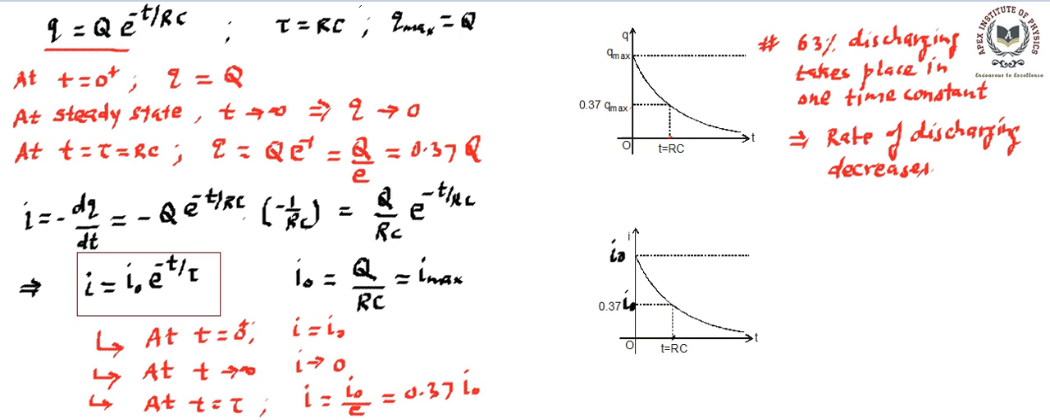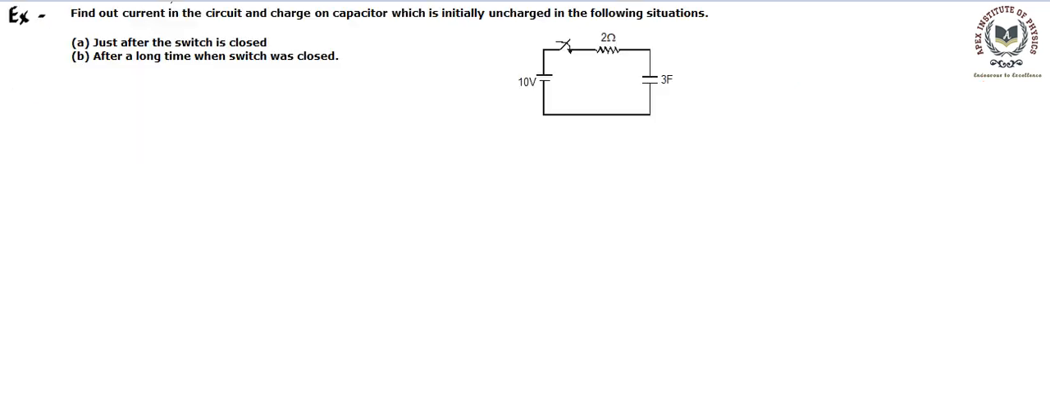Now, after learning this charging and discharging concept, let's try to use this in a couple of examples. So here is the first example. It says find out current. We need to find the current in the circuit and the charge on the capacitor, which is initially uncharged, in the situation shown in the figure.